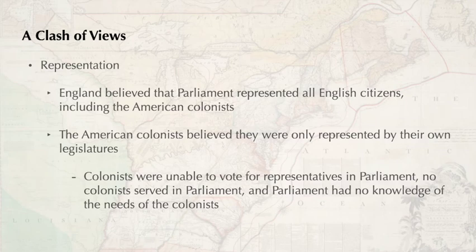England believed that Parliament represented all English citizens, including the colonists. The colonists, on the other hand, believed that they were only represented by their own legislatures. The colonists pointed out that they could not vote for members of Parliament and that no colonists were members themselves. They also noted that, unlike the colonial legislatures, Parliament had little understanding of the colonists' needs.